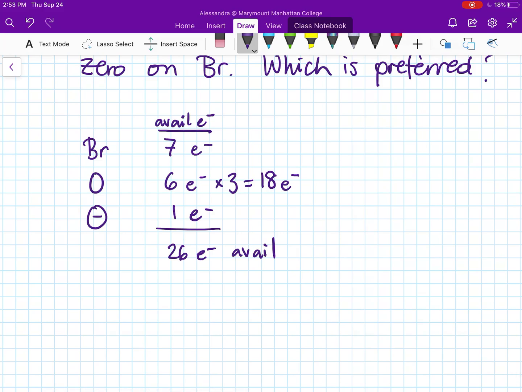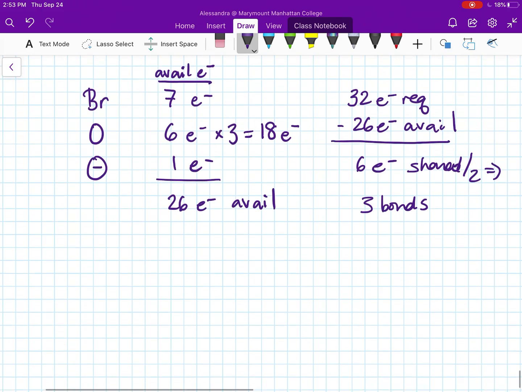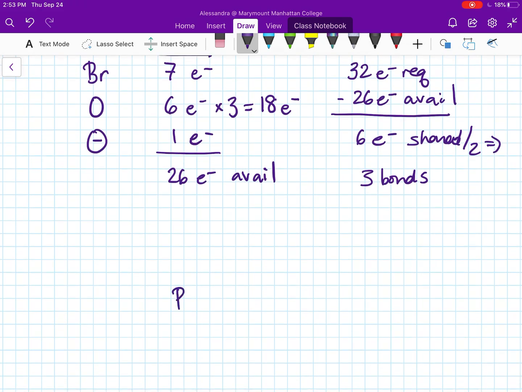Now, bromine and 3 oxygens, each of them would require an octet, so that would mean that I have 8 times 4 is 32 electrons required for all 4 of those atoms to have the octet rule satisfied. So I'm going to figure out that I need to have 32 minus 26, 6 electrons shared. Dividing that number by 2 gives me 3 bonds. All right, so now I can start to construct my molecule. I have bromine with 3 bonds to those 3 oxygens, so I'm drawing them all around it.